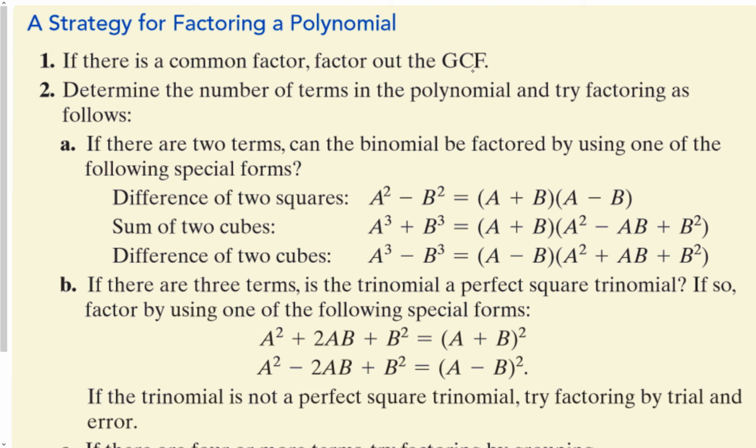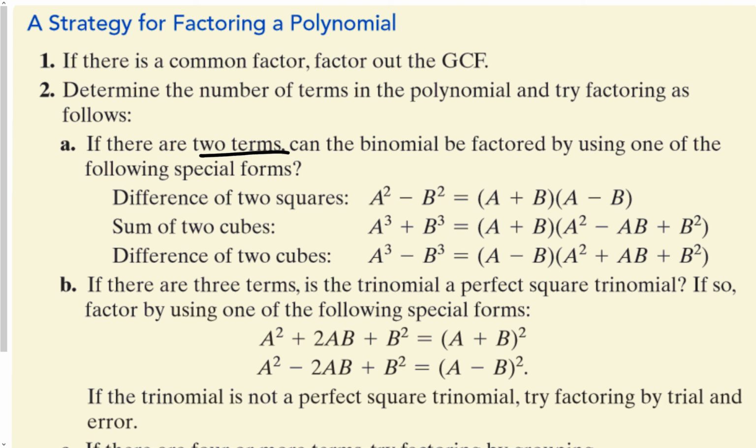And you're already taking a bunch of the stuff out that could be confusing. Okay, so that's the first step. Always the first step is take out the common factor. Step 2, determine the number of terms and try one of the techniques.